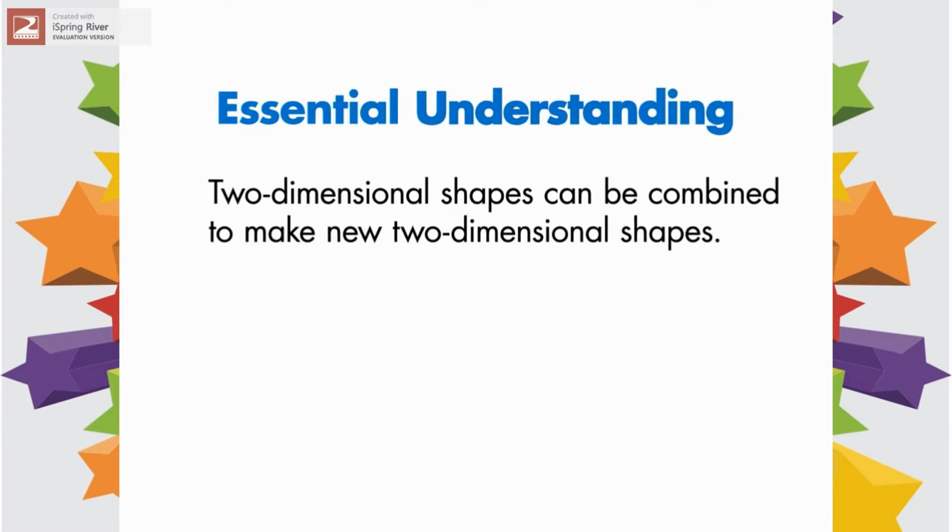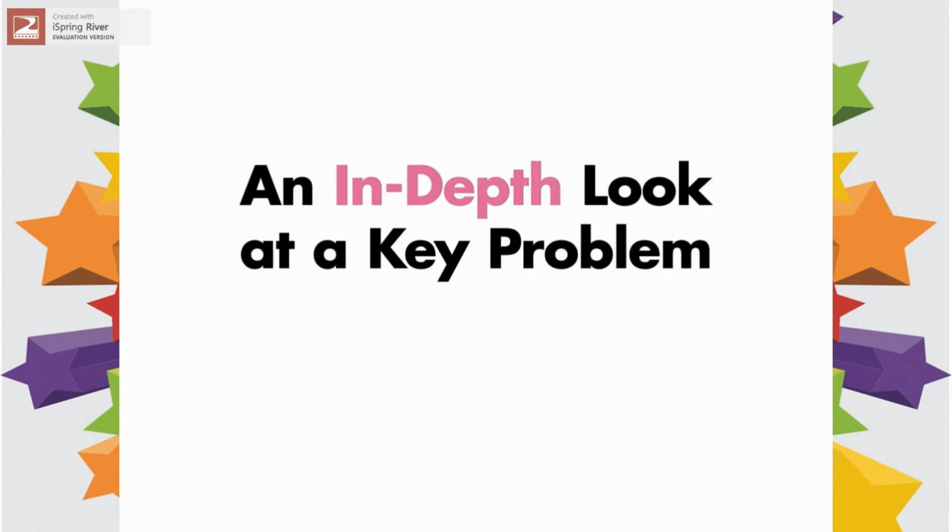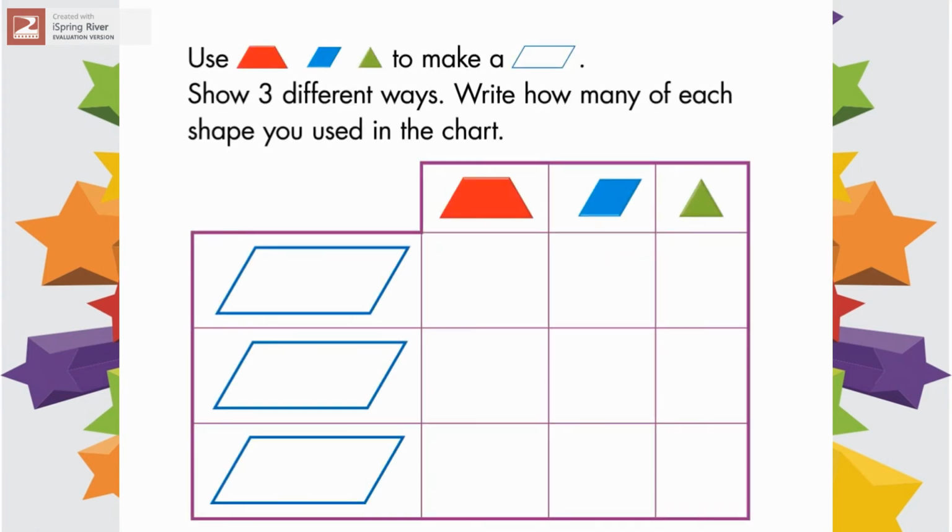The essential understanding for this lesson is two-dimensional shapes can be combined to make new two-dimensional shapes. Previously, students used materials such as straws or string to create two-dimensional shapes. In this lesson, students use pattern blocks to combine two-dimensional shapes to create larger two-dimensional shapes. This problem is key because students show how to combine two-dimensional shapes in different ways to make a larger shape.